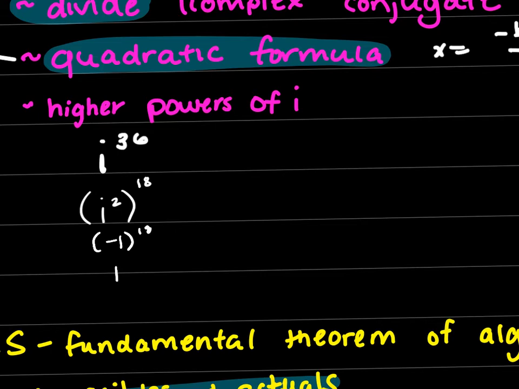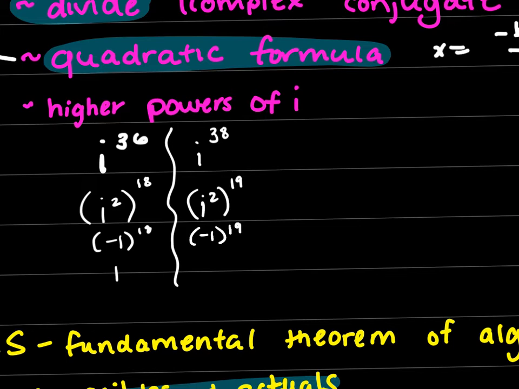Now, I'll put that in words, but just so you can see it happen first. What happens if this was 38? Now I would get i squared to the 19th, which would be negative 1 to the 19th. And what happens when I have an odd number of negatives? It's negative 1. So there's 4 different scenarios. This is if they're both even. If it starts even, it's either going to be a positive 1 or a negative 1.